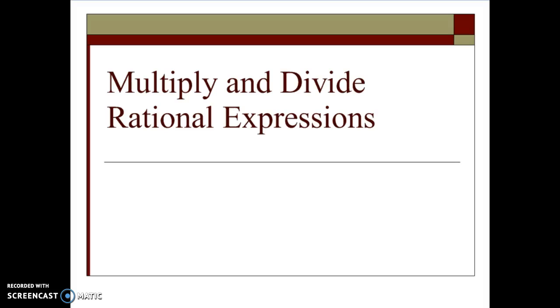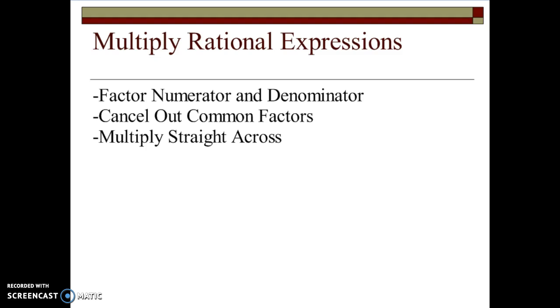For our next video, we're going to continue looking at rational expressions, and now we're going to multiply and divide them. So remember, a rational expression is just like a fraction. So to multiply, first you need to factor the numerator and the denominator. Then you're going to cancel out your like terms or your common factors that you have on top and bottom, and then multiply straight across.